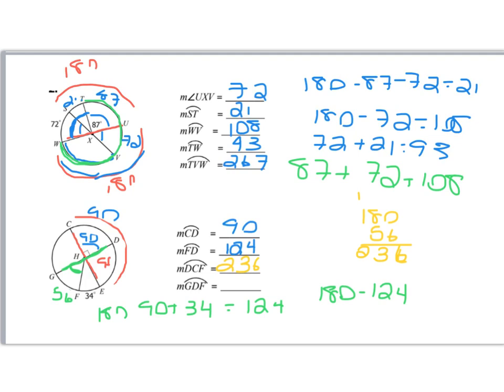So this next one says GDF. So GDF. If you think about it, all the way around is 360, right? So let's just go 360 minus 56. And 360 minus 56 is going to give us 304. All right, we're done.